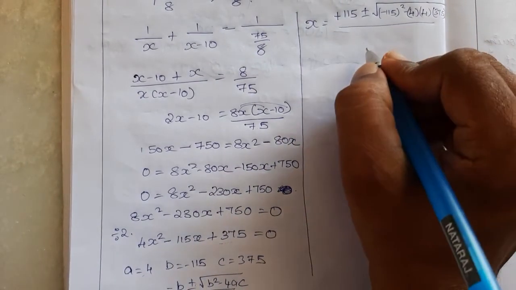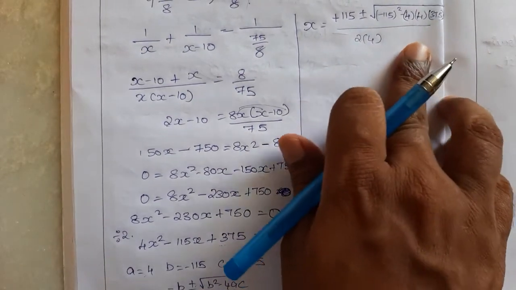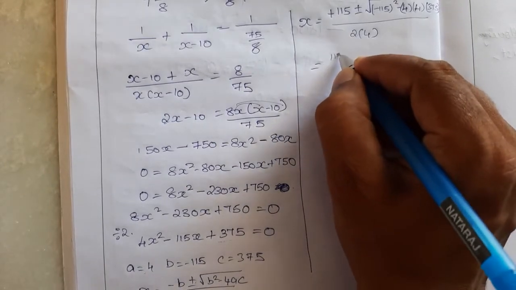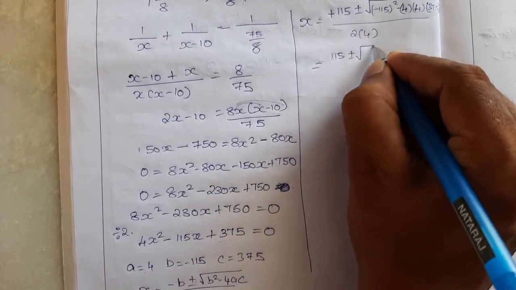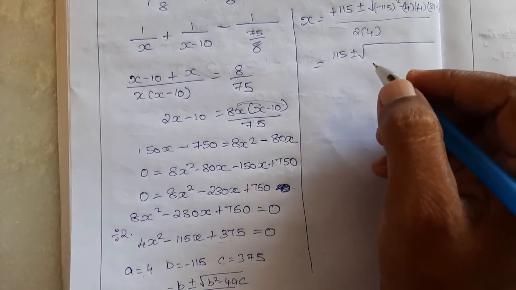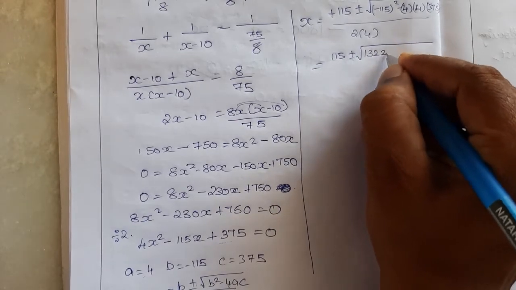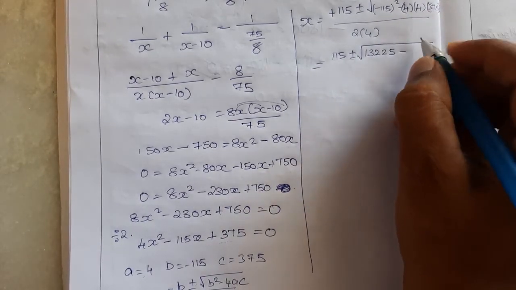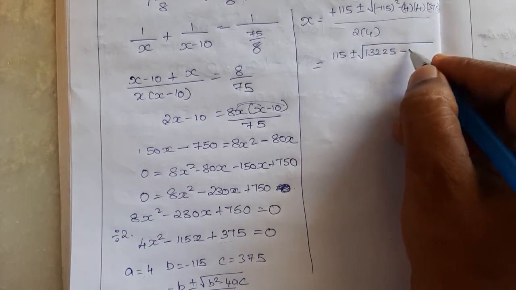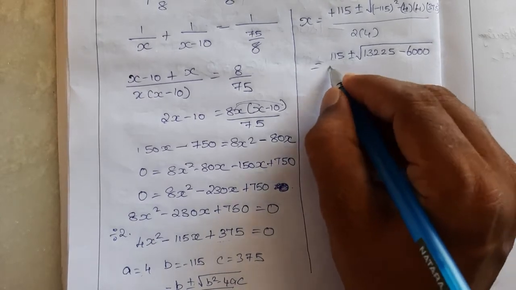So next step I will write clearly: x is equal to (115 plus or minus square root of 115 squared, which is 13,225, minus 4 into 2 into 375, which is 3,000), all divided by 2 into 4, which is 8. Clear?